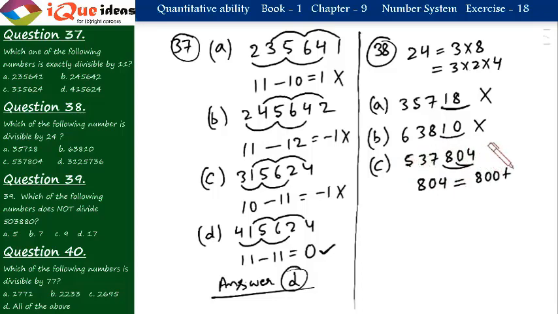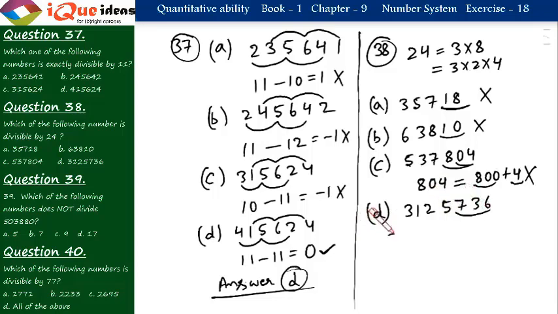Now you see, 804 is 800 plus 4. Now 800 is divisible by 8, but 4 is not divisible by 8. Hence the sum will also not be divisible by 8. So this number cannot be divisible by 24. Now D option, that is 3, 1, 2, 5, 7, 3, 6.